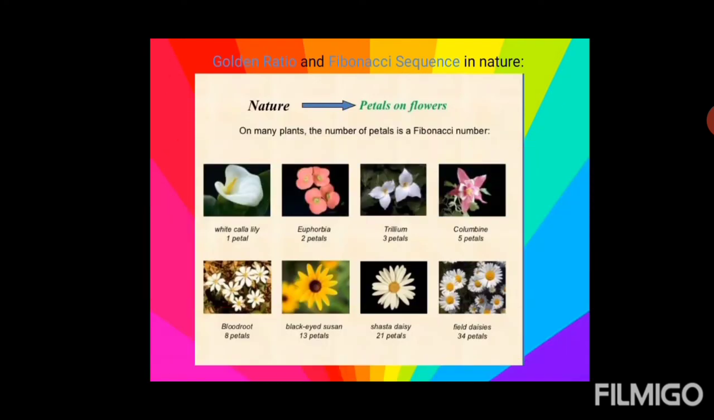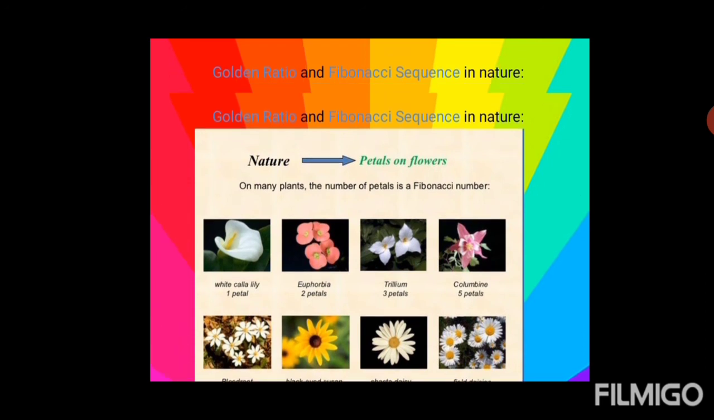Then golden ratio and Fibonacci sequence in nature. The nature represents Fibonacci sequence or golden ratios. First, plants. Plant petals are representing Fibonacci numbers. See, white lily has 1 petal, Euphorbia 2 petals, Trillium 3 petals, Columbine 5 petals, and so on. This looks like a nature.